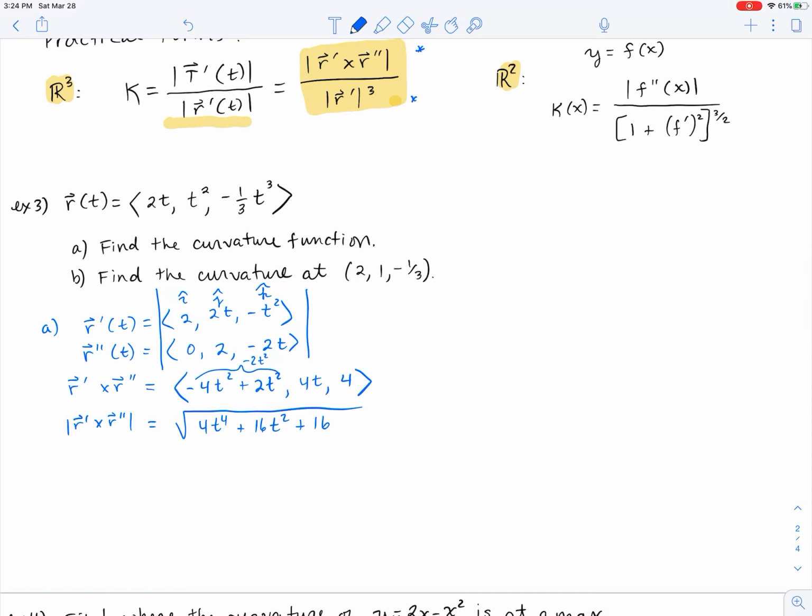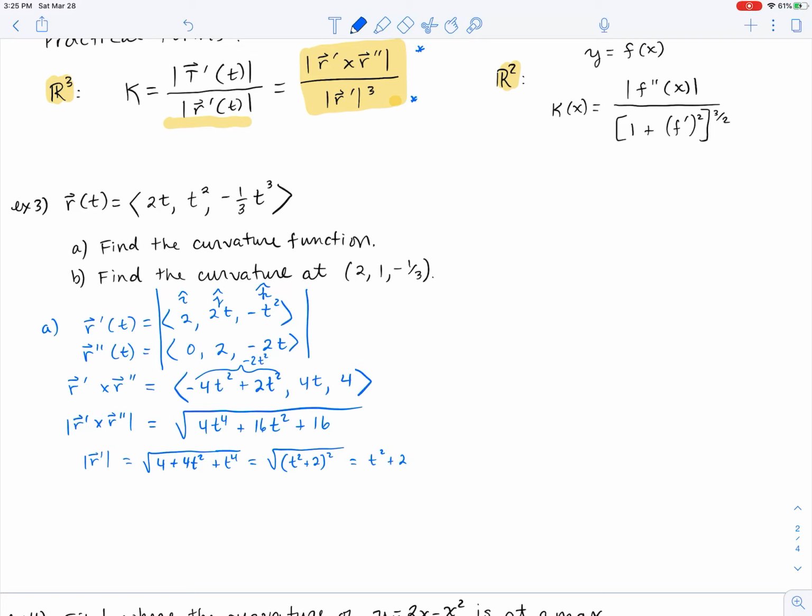And now what we need is the denominator, right? We need the magnitude of r prime cubed. So let's look at the magnitude of r prime. That's going to be the square root of 4 plus 4t squared plus t to the fourth. And this is the square root of t squared plus 2 quantity squared. So t squared plus 2 is the magnitude of r prime.